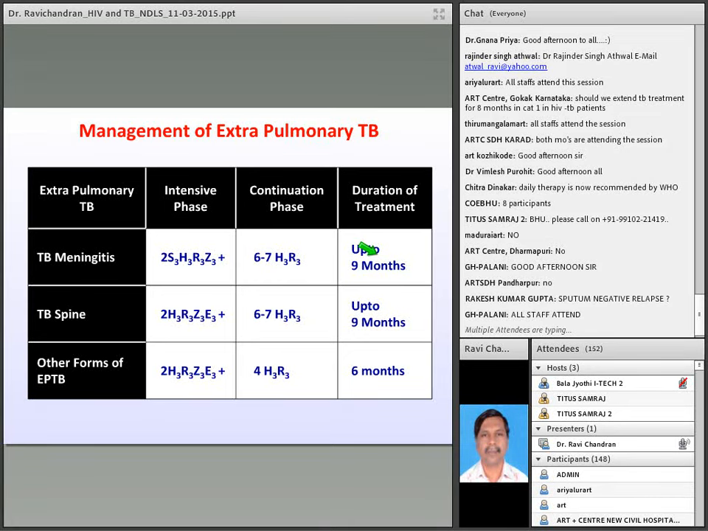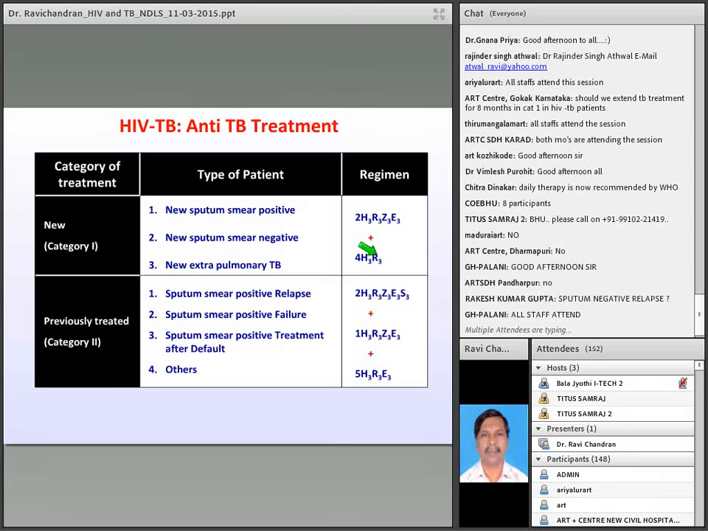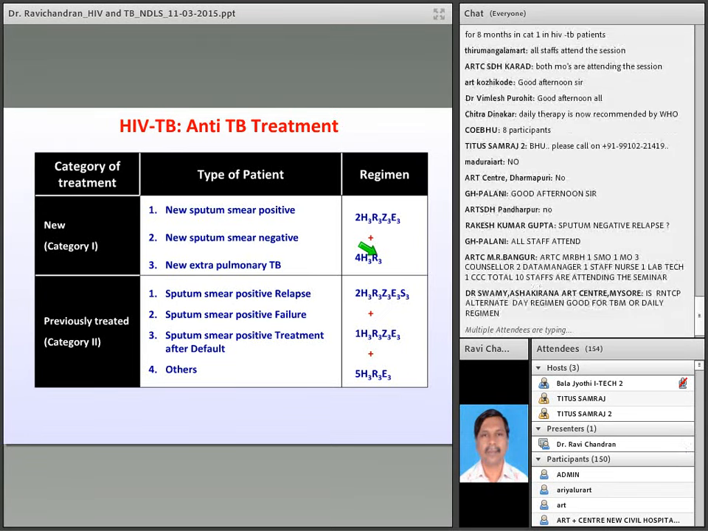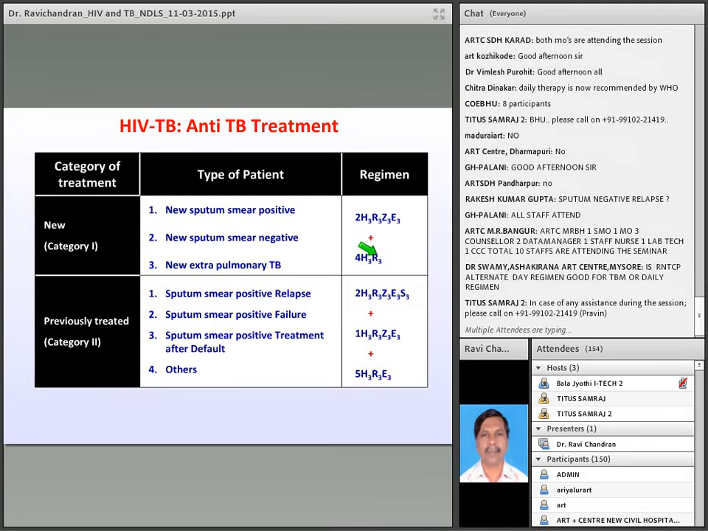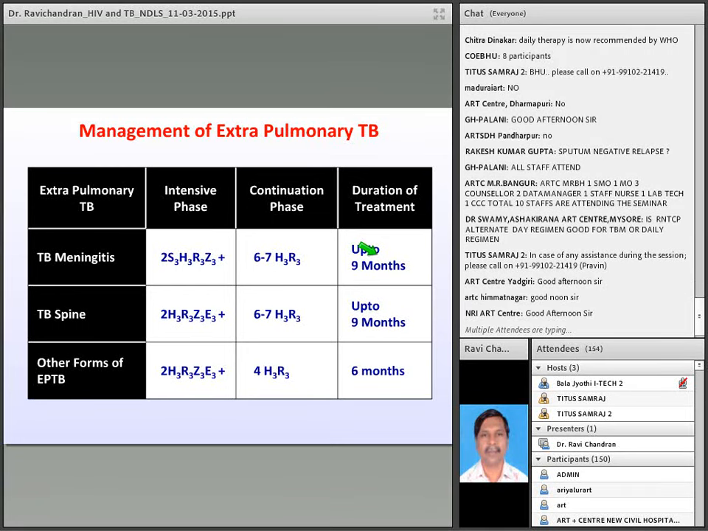Yes. And the sputum negative relapse, we can go to the previous slide. Yes. Again, if it is a relapse, we can start category 2. Category 2. Question.